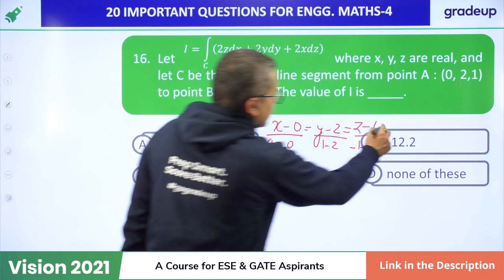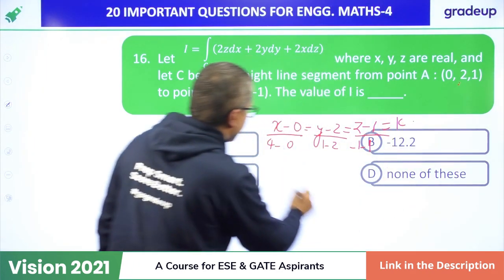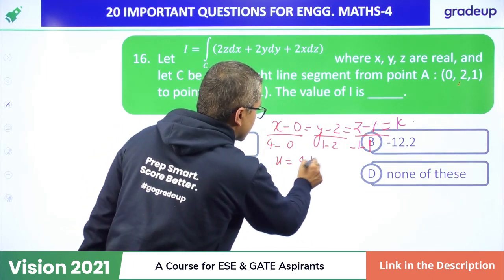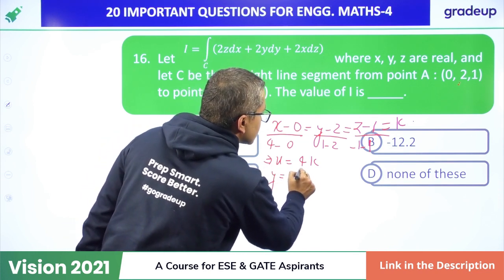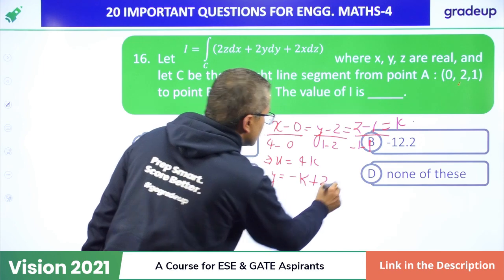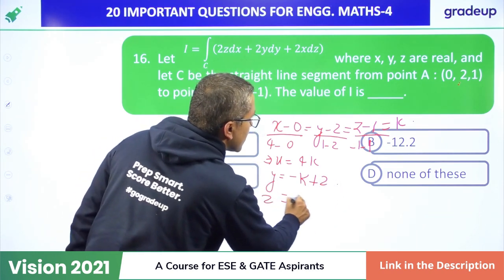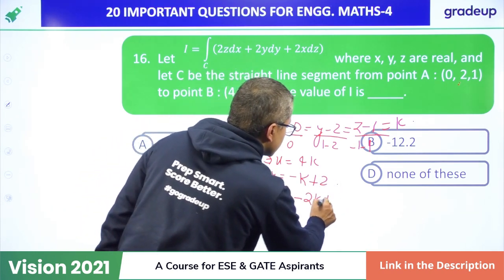Right? Yes, equals to, let's say I'm saying it as k, so x equals 4k, all right, y equals minus k plus 2, all right, z equals minus twice k plus 1.